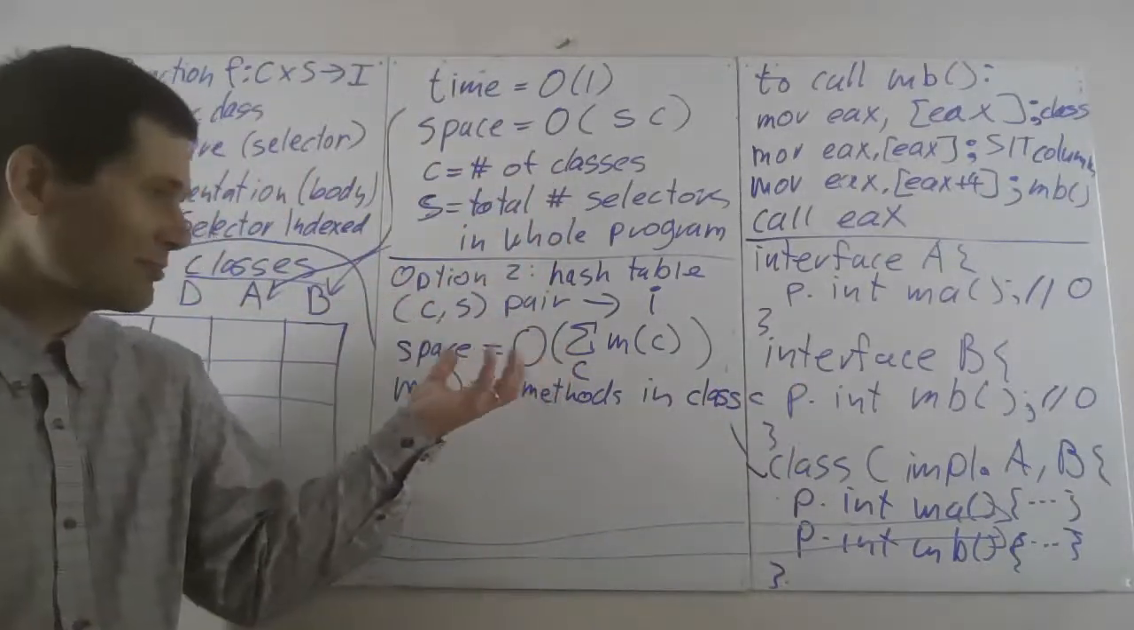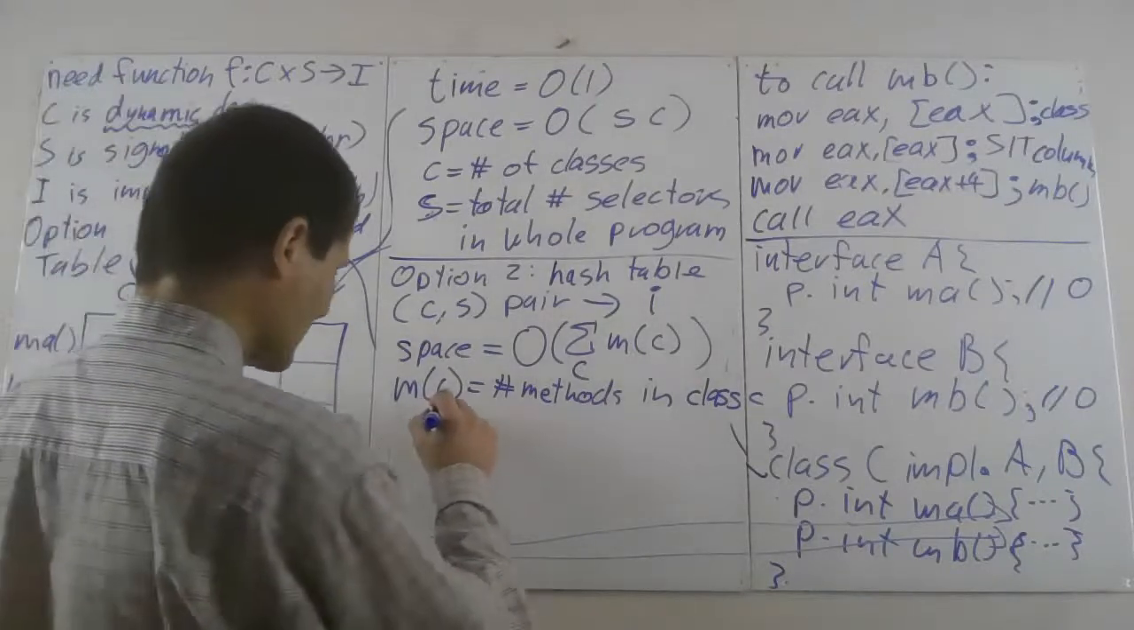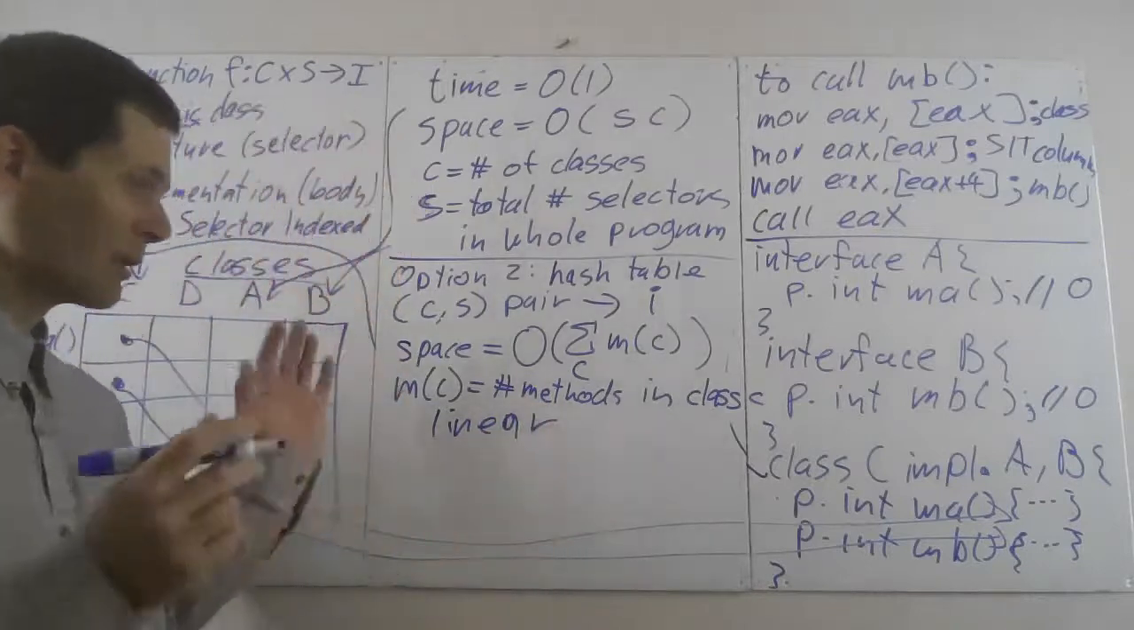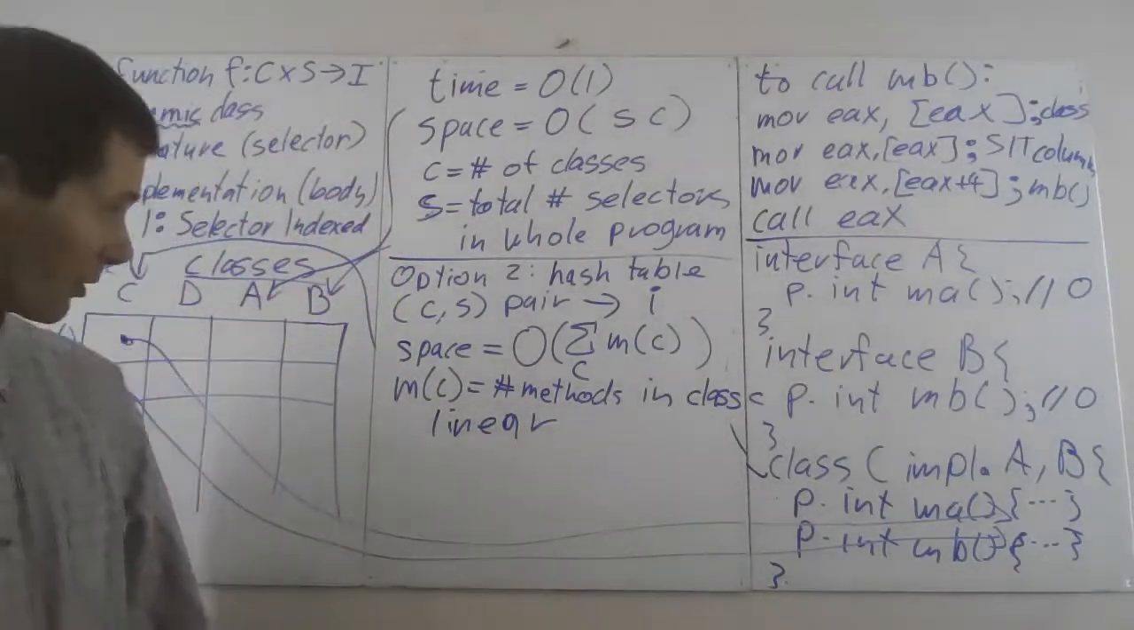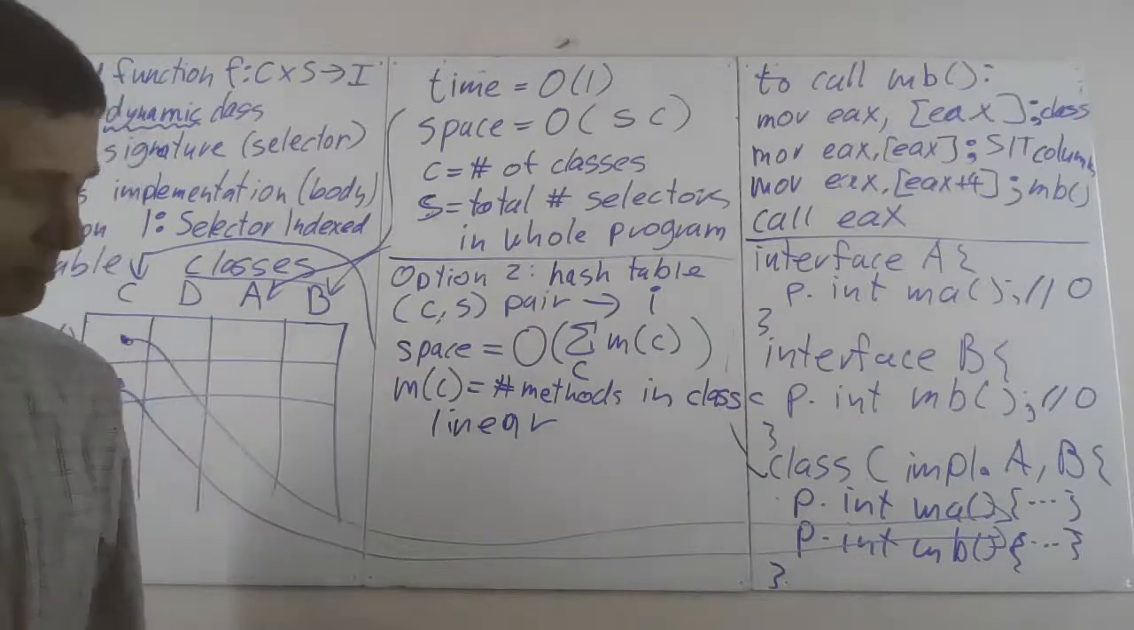Okay, and so this is going to be generally linear in the size of the program. It's basically the total number of methods in the program. So that fixes your space issues.